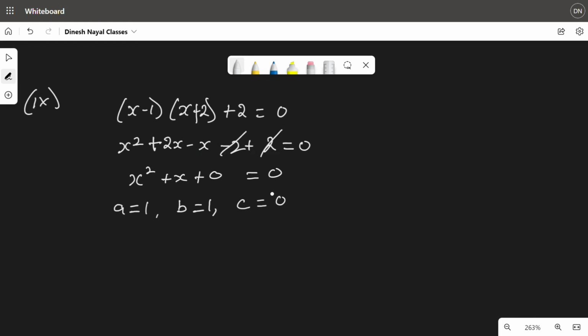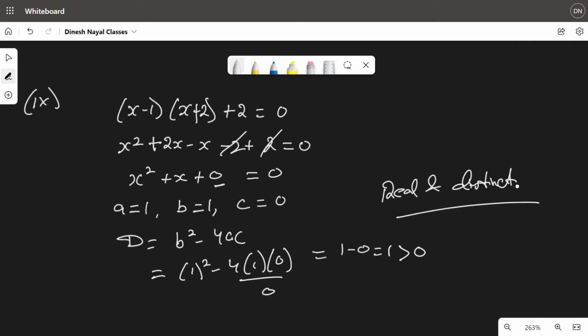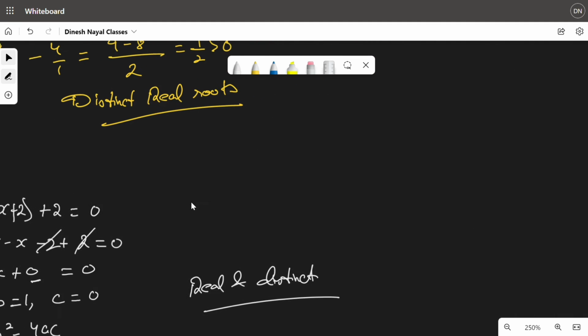Applying the formula, d equals b square minus 4ac. So that will be 1 square minus 4 into 1 into 0. Basically this part will be 0. We are left with 1, but still 1 is greater than 0, hence d is greater than 0. That means this will have real and distinct roots. Now moving to our last part, which is the 10th part.